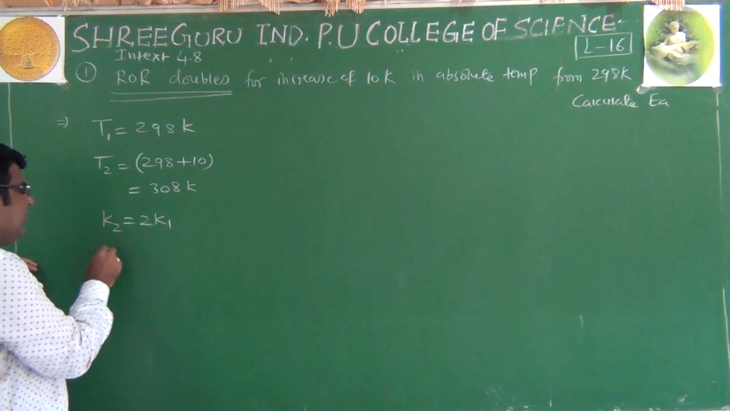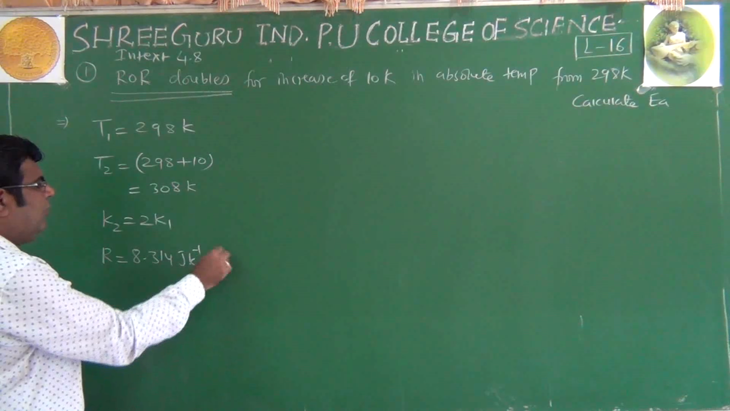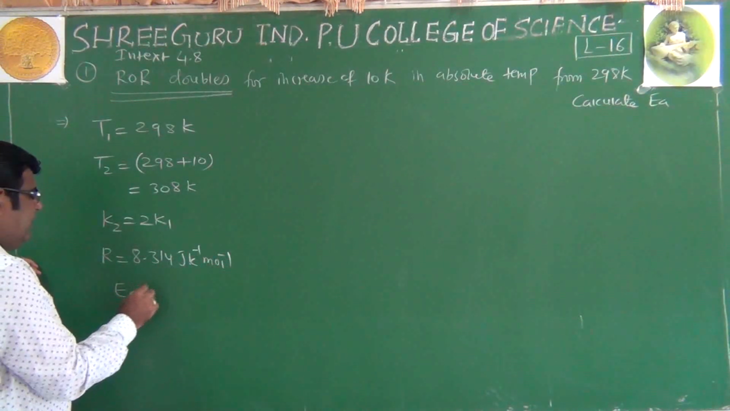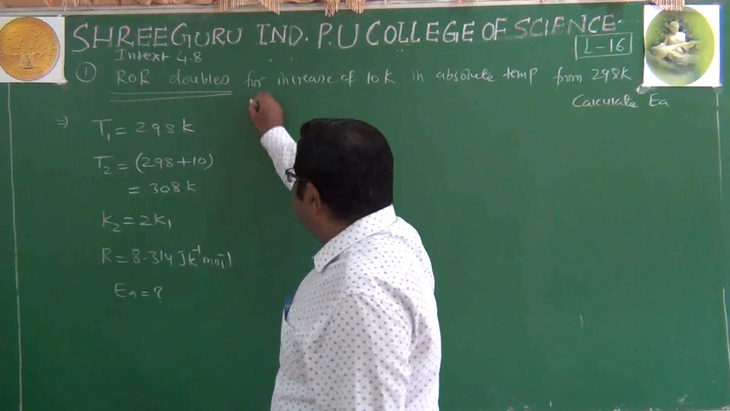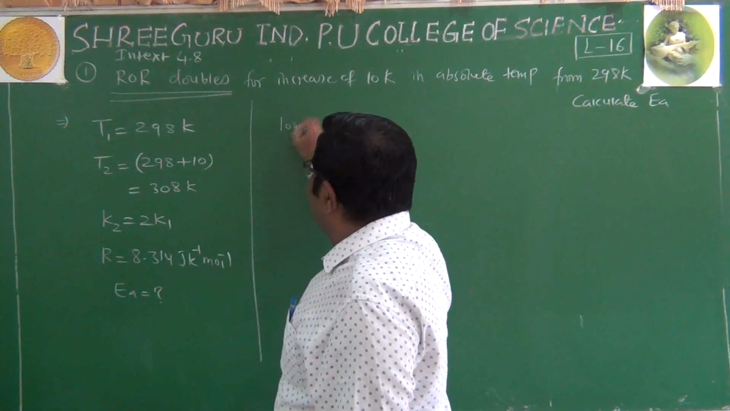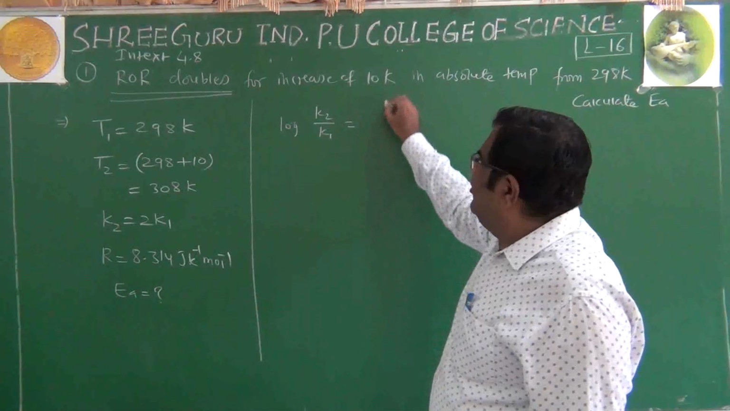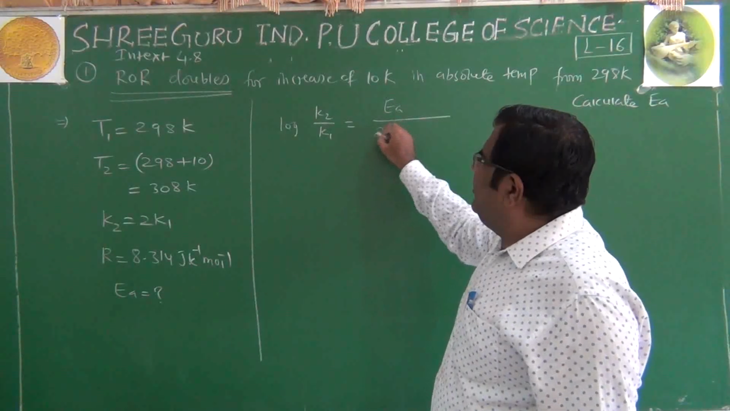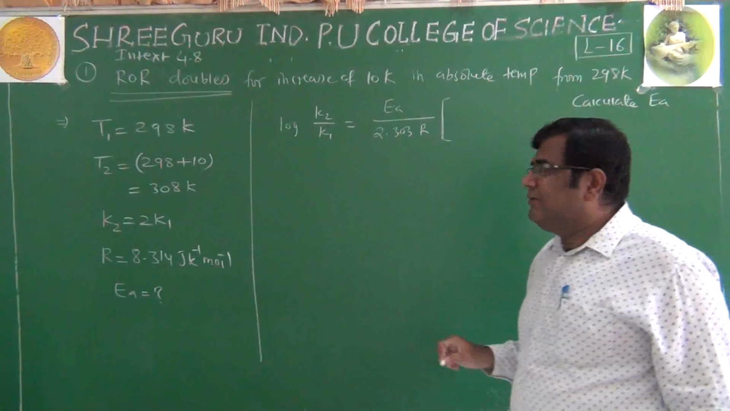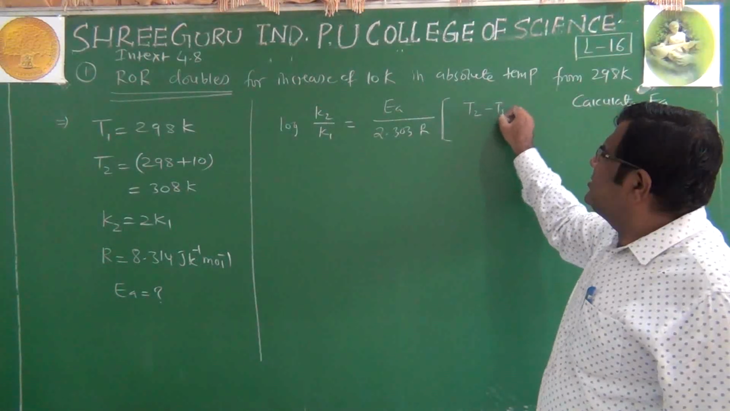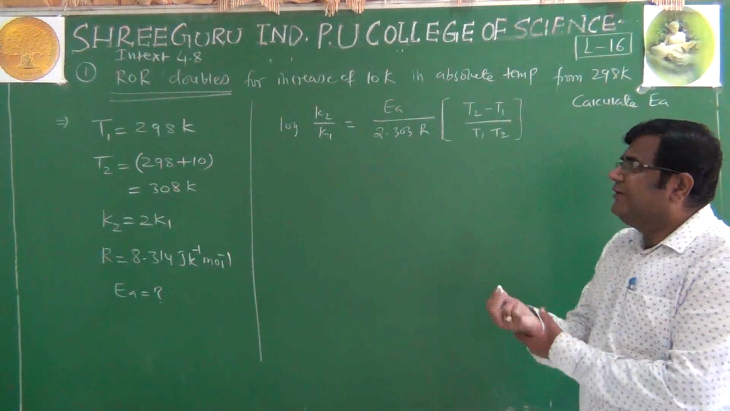Then R value, generally they give in the question, 8.314 joules per Kelvin per mole, and they ask what is the activation energy. So we can use this formula, the final form of the Arrhenius equation: log of K2 by K1 equals EA by 2.303 R, into T2 minus T1 divided by T1 into T2. This is the final form we are using.